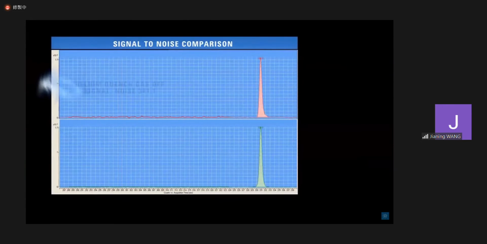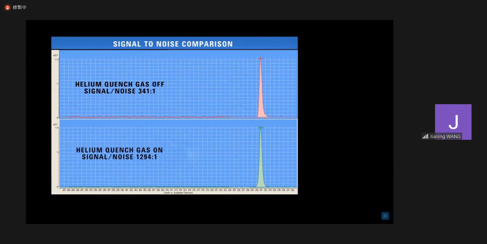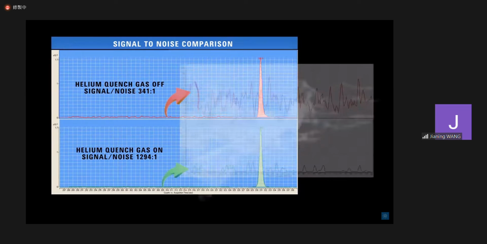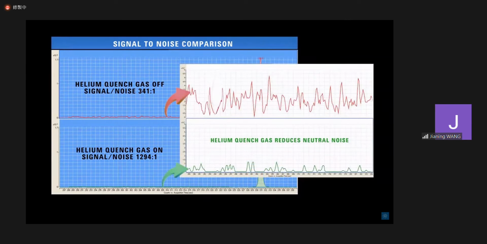A comparison of signal-to-noise ratio with and without helium quenching shows the benefit of this technology. Helium quenching has no effect on product ion signal, but the neutral noise component is reduced by a factor of 4. This technical breakthrough means lower limits of detection and quantitation.